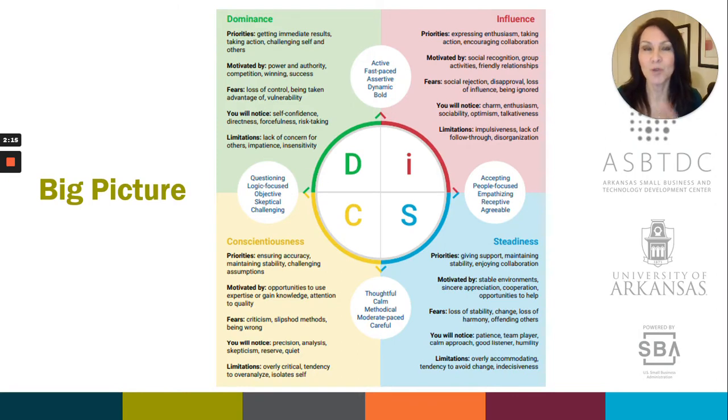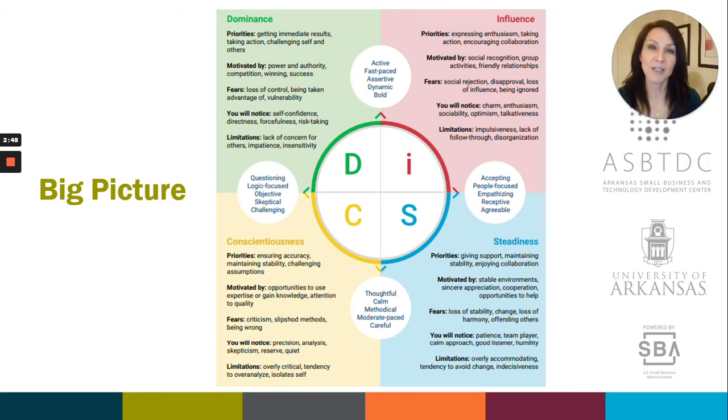So let me just give you the big picture. We've got the 4 different styles. We've got the dominant style, the influential style, the steadiness style, and the conscientious style. Now, some of these, they all have differences, but some of these also have similarities. For example, the dominant and the influence. Those 2 styles, the similarities are they're active, they like a lot going on, and they're fast-paced. Then you got the conscientious and the steadiness. Their similarities is they're a little bit more slower-paced and more methodical.